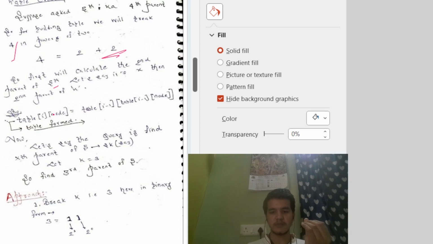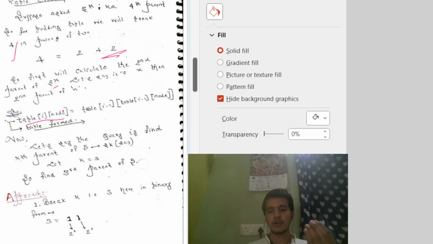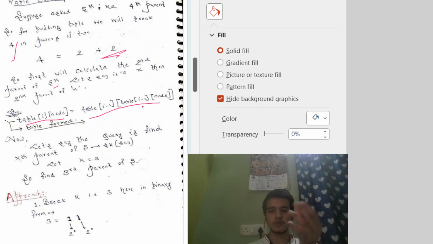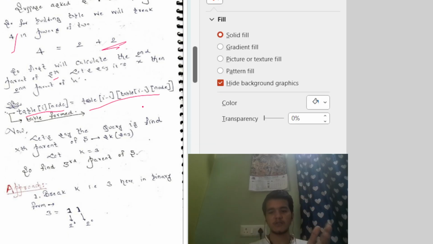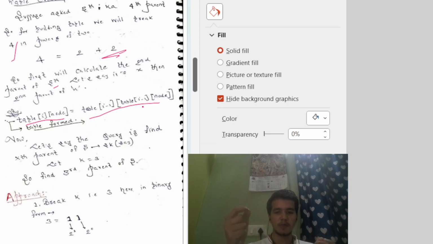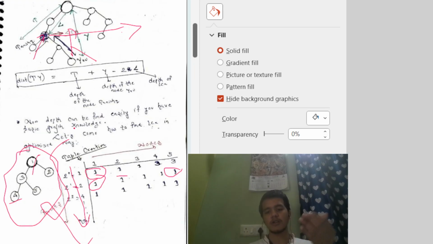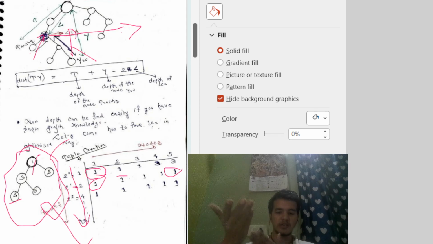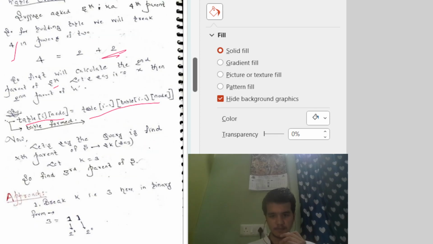So this is the general formula: table of i of node, that is, the ith parent of the node is situated in the previous table, table of i-1, and we go to that place. You can just write it in the copy and you will get how this formula has arrived. Basically, we need to calculate the next table line, so we first find what is stored on the previous line. In this way, we will form the table.